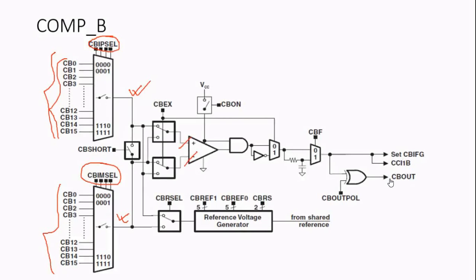The analog input switches connect or disconnect the two comparator input terminals, which are associated with CBIPSEL and CBIMSEL: the CBI positive select bits and the CBIM minus select bits. Both are 4-bit fields; we can see them in the control registers. Now the comparator input terminals can be controlled individually.